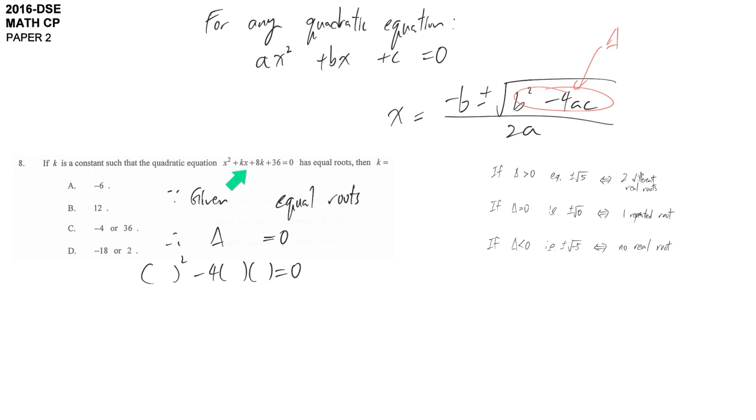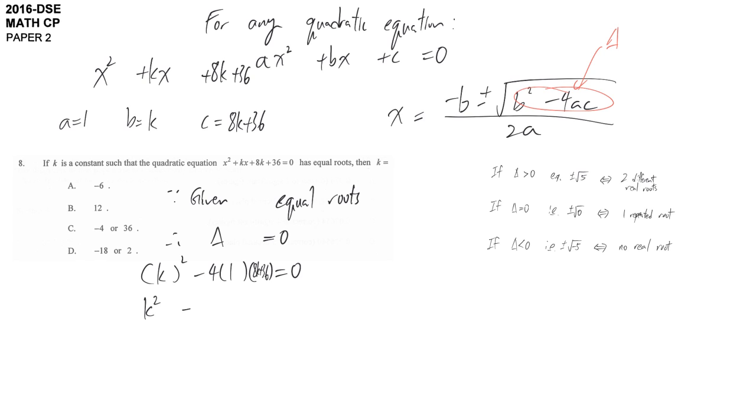A very important thing is you have to identify very clearly what is a, what is b, what is c. It depends on whether it is the coefficient of x or x squared. So x squared plus kx plus another group, 8k plus 36. We get a equal to 1, b equal to positive k, and c consists of two terms, which is 8k plus 36. So we put it inside.